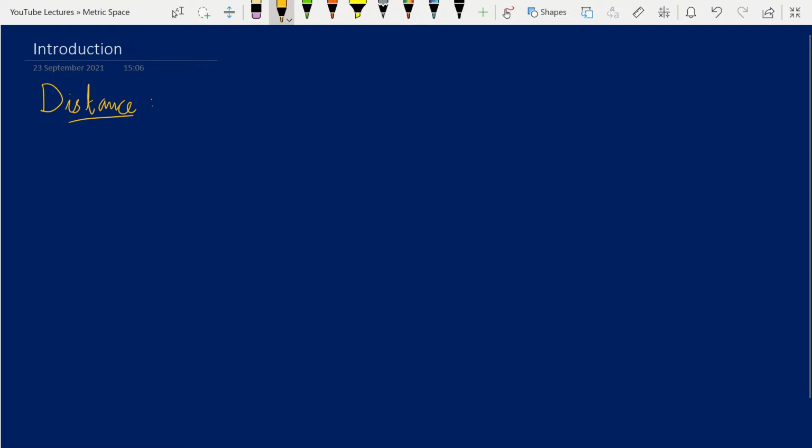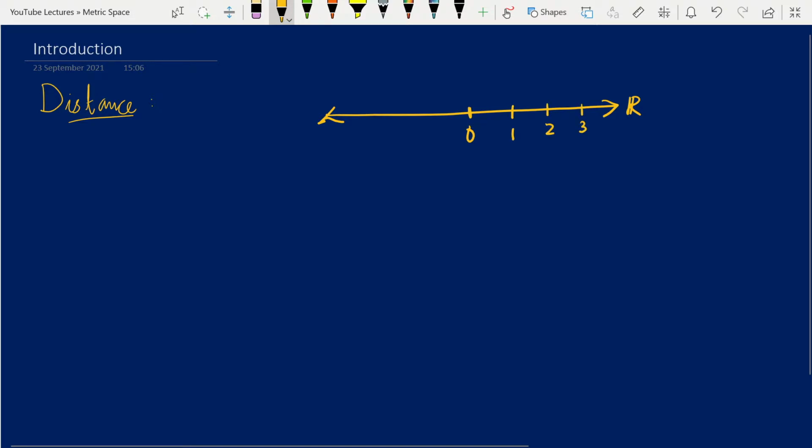Since childhood we have studied the real number line. So this is your real number line R. This is 0, this is 1, this is 2, this is 3, this is -1, this is -2, this is -3, and here is 1.5, and this is the real number line.